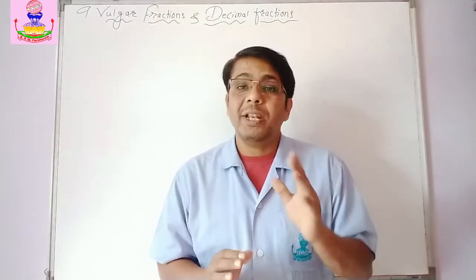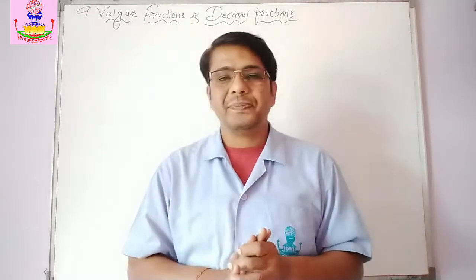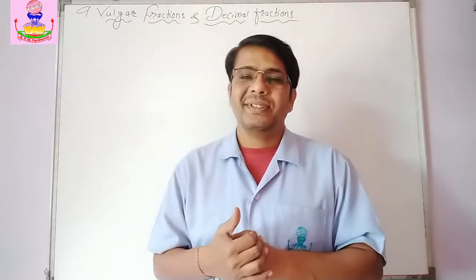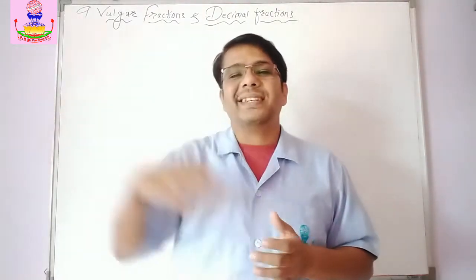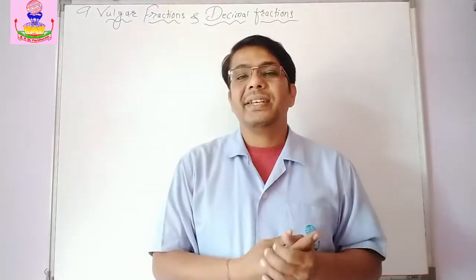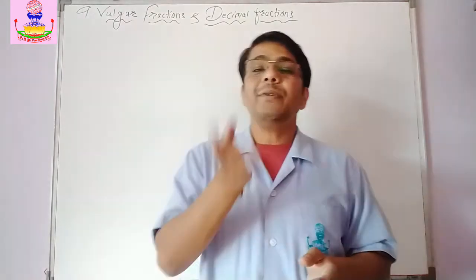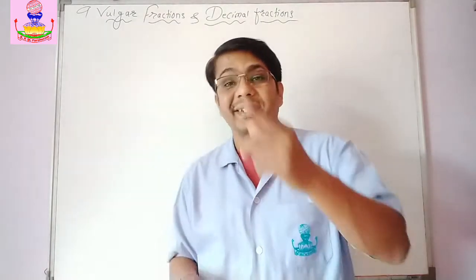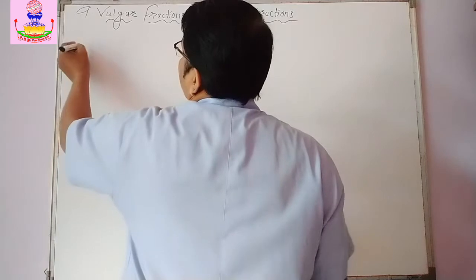Now similarly, if I divide the decimal fraction by 10, 100, 1000, then what will happen? The decimal point will get shifted towards the left hand side. If I divide by 10, it will shift towards the left hand side by 1 digit. If I divide by 100, by 2 digits. And if I divide by 1000, by 3 digits. Let us see that.